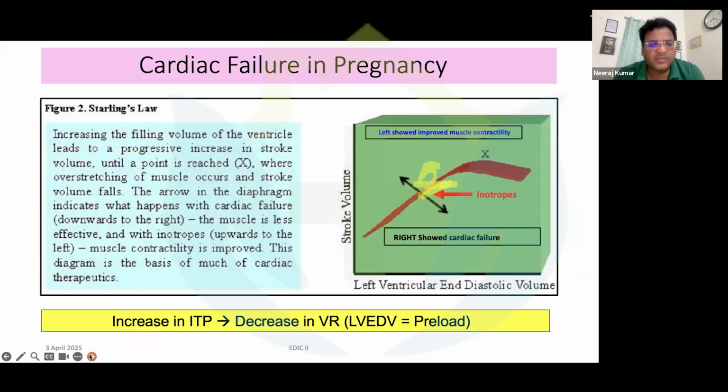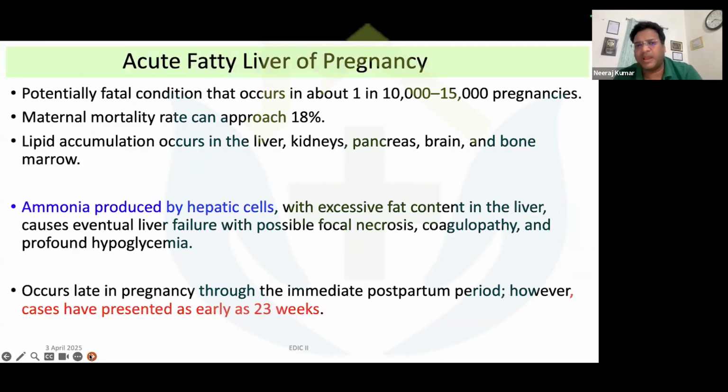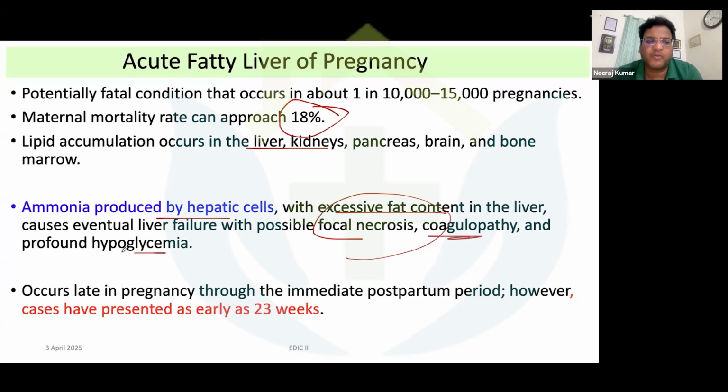Okay, the next thing is your AFLP. I will just read a few important points. The mortality is almost equal, just like PPCM 20%, here it is 18%. Here lipid accumulation occurs inside the liver, kidney, pancreas, brain, and bone marrow. The ammonia is basically produced by hepatic cells, which causes excessive fat content in the liver, eventually leading to focal necrosis, coagulopathy as well, and then profound hypoglycemia.